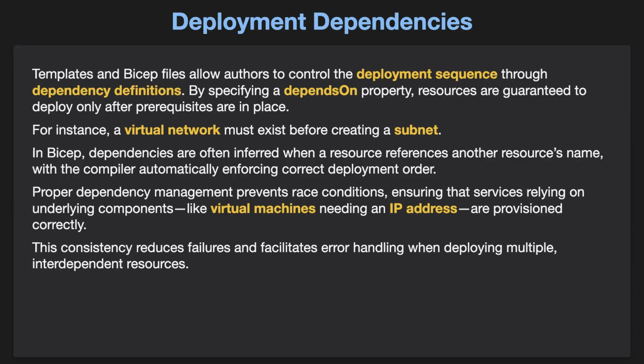By specifying a depends on property, resources are guaranteed to deploy only after prerequisites are in place. For instance, a virtual network must exist before creating a subnet. In Bicep, dependencies are often inferred when a resource references another resource's name, with the compiler automatically enforcing correct deployment order. Proper dependency management prevents race conditions, ensuring that services relying on underlying components, like virtual machines needing an IP address, are provisioned correctly. This consistency reduces failures and facilitates error handling when deploying multiple, interdependent resources.